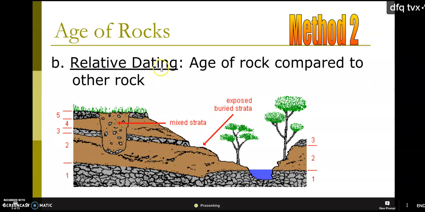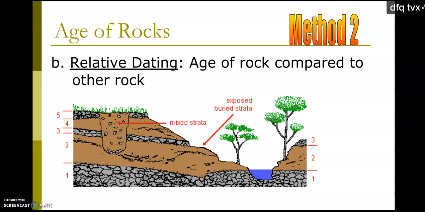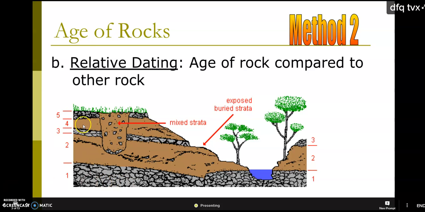So I don't know, Abdullah, I'm going to pick on you. Which is the oldest rock in this chart? Is it 1, 2, 3, 4, or 5? 1, because it's the lowest on the chart. The further down on the chart you are, the older you are. The higher up, the younger. So it probably goes 1, 2, 3, 4, 5.